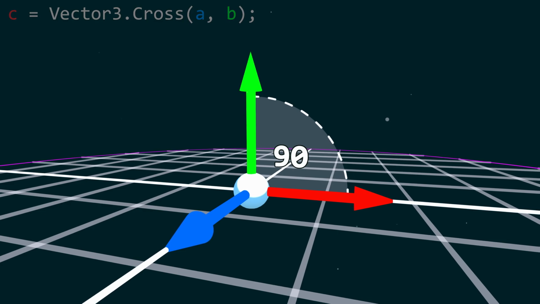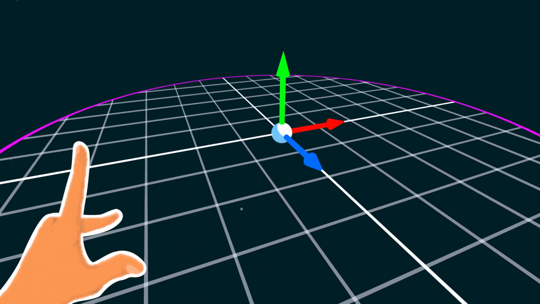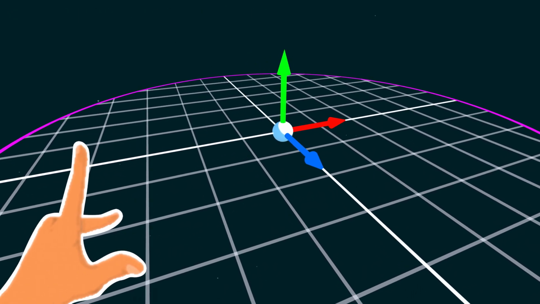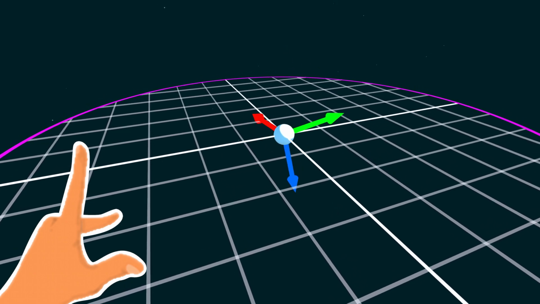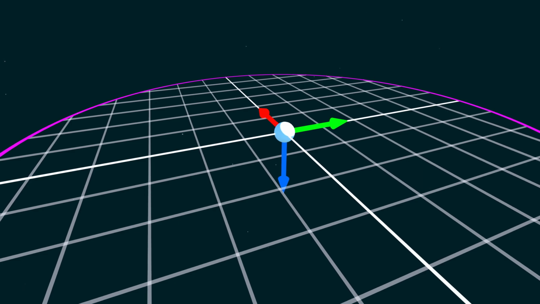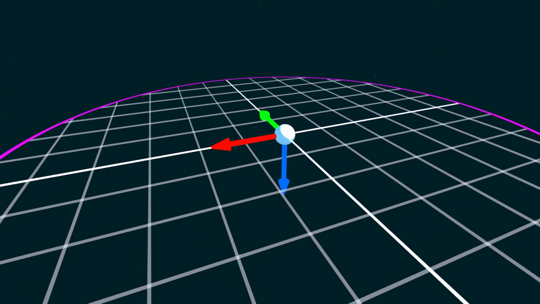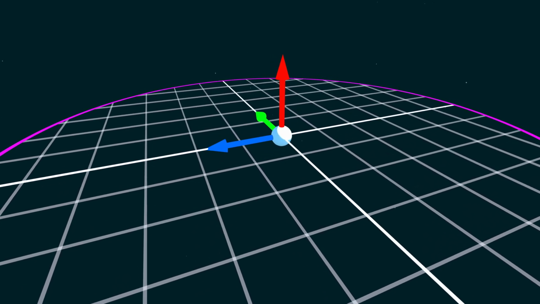A quick way to mentally work out the cross product is by using the left-hand rule. If you point your thumb and index finger in the directions of A and B, your FU finger will be equal to the cross product. Vector3.Cross has a wide range of practical uses in engineering and game dev.